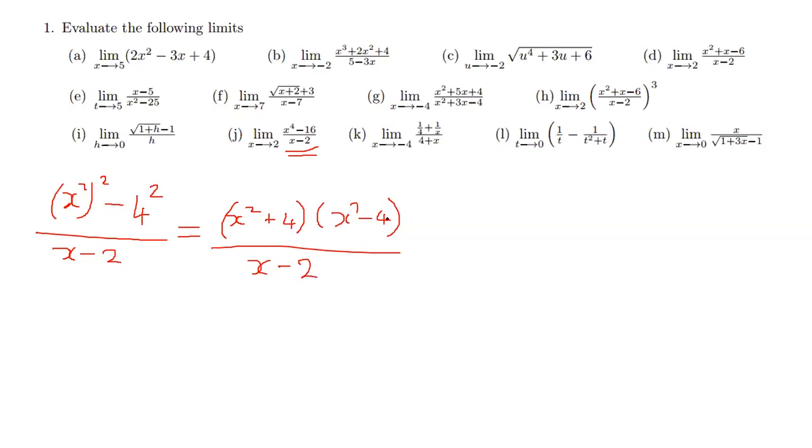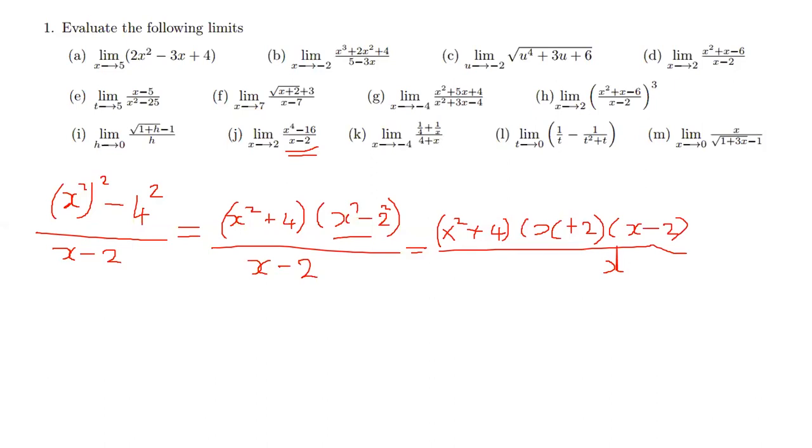But when you look at this, 4 is a perfect square. If I want to write this 4, I can also write it as 2 to the power 2. So when you look at it again, you discover that this part again is the difference of two squares. So we're going to have something like this in brackets. Since this is a difference of two squares, I can write it as x plus 2 and x minus 2. Then everything divided by x minus 2. You can see that this x minus 2 can cancel with that. So in short, this expression can be simplified to that.